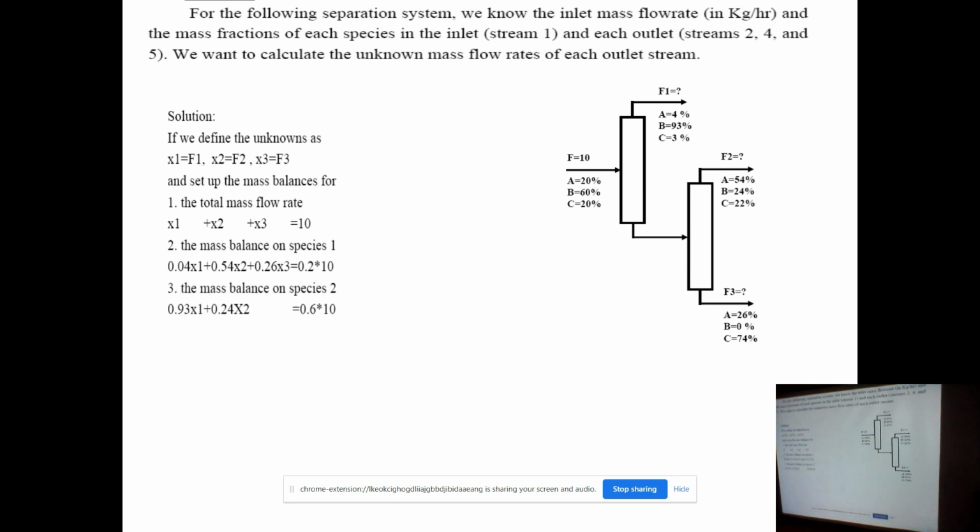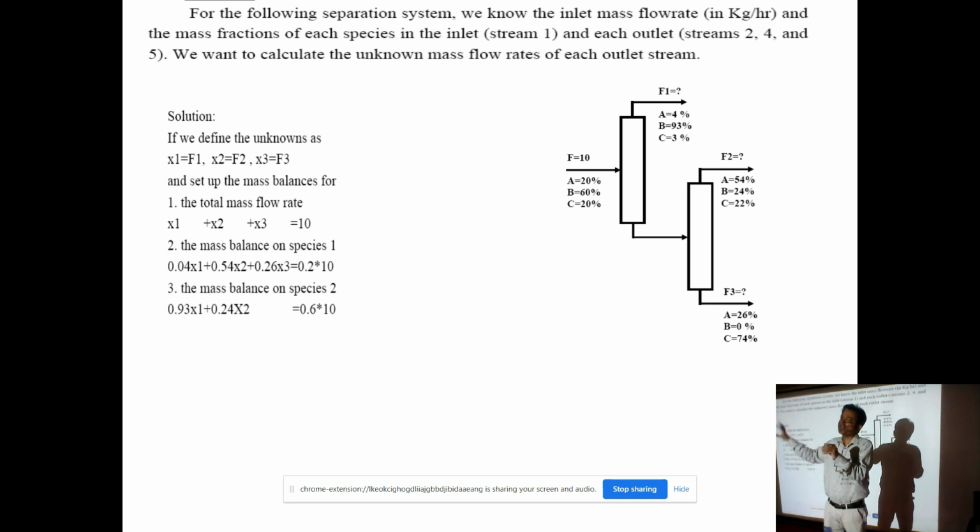This means I am writing for the mass fraction of component A, the mass balance. For example, A, 4% means 0.04. If I assume this as X1, so 0.04 into X1 plus, same component A, 0.54 into X2, same component A, 0.26 into X3. This should be equal to what A is in the feed, 0.2 into the value here, which is 10. It's simple: how much fraction of A entered and what is coming out of A from all the streams.